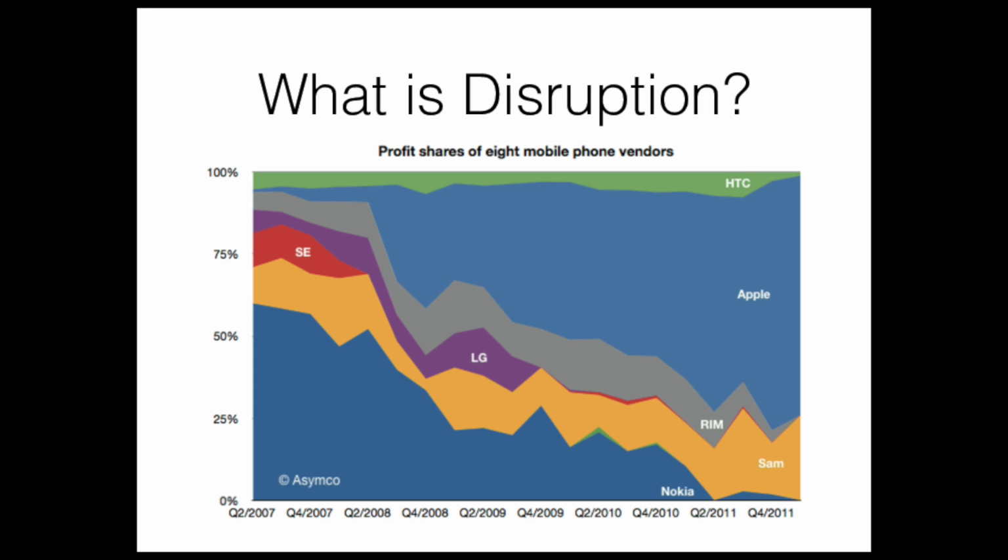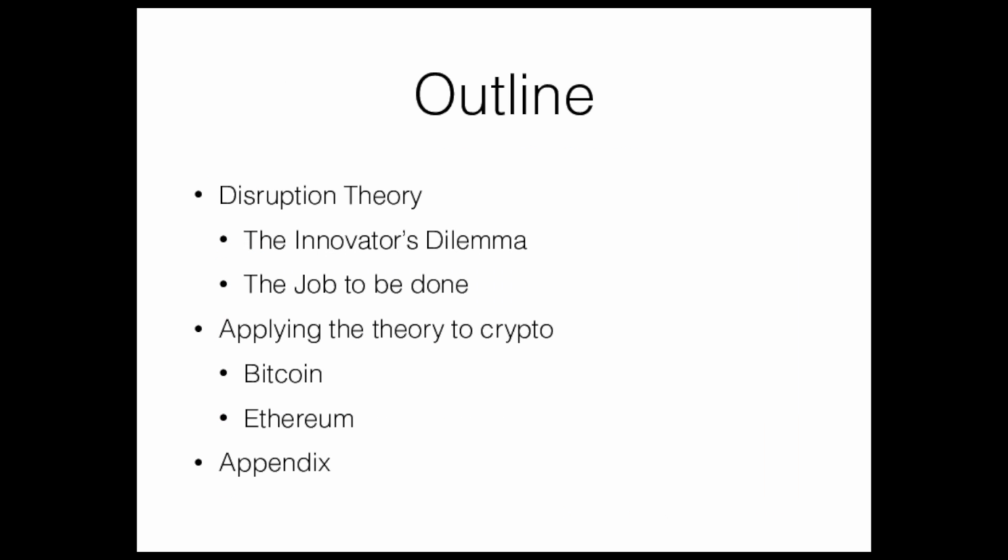We're also going to talk about what happens if we try to apply this sort of disruption theory to Bitcoin and Ethereum. So the talk has roughly two halves. In the first half, I'll explain disruption theory as described by Clayton Christensen.